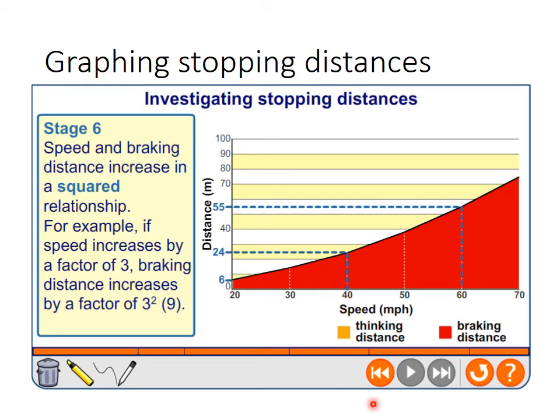So this is going to help us to visualize the relationship between thinking distance, stopping distance and braking distance and speed, and it's also going to allow us to put some numbers on the actual relationship between speed and braking distance.